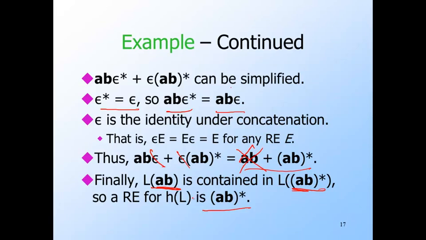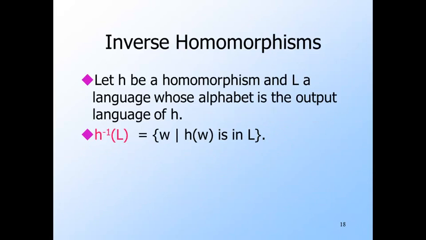That's the simplified expression. We can also define the inverse homomorphism of a language or a string. We denote inverse homomorphisms by a superscript -1. That's this notation here. The result of applying the inverse of a homomorphism H to a language L is the set of strings W, such that when you apply H in the forward direction to W, you get a string in L.